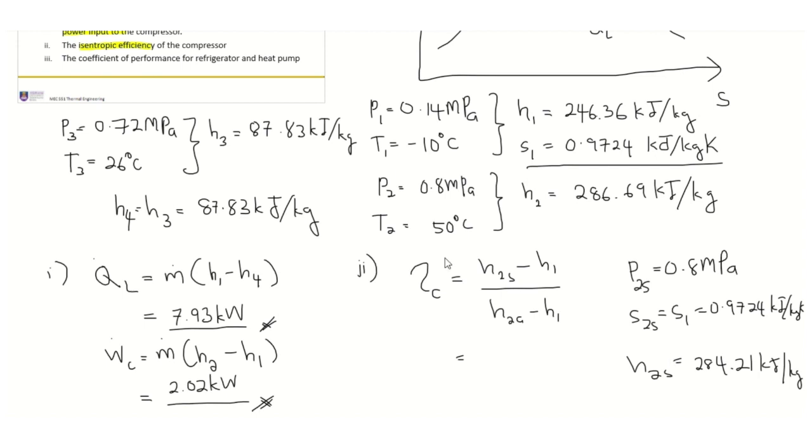So put all the corresponding values into this equation. You're going to get the isentropic efficiency of the compressor as 0.939, so it equals almost 94%.